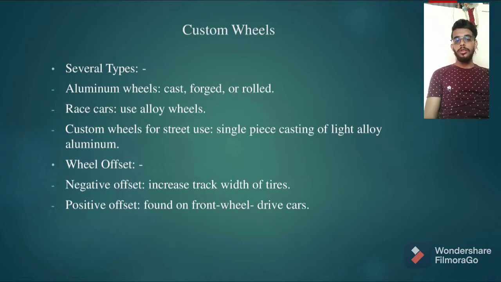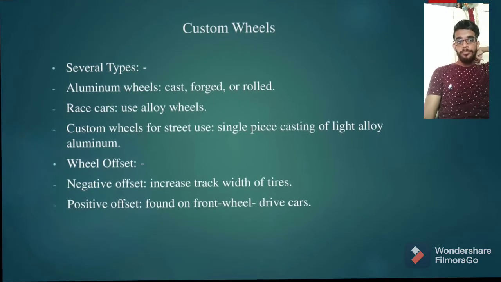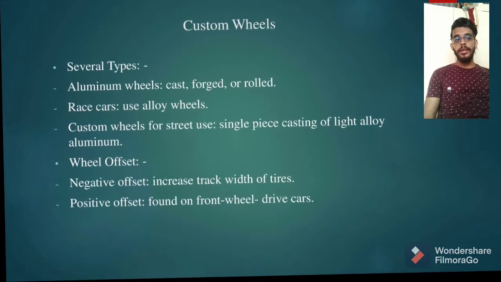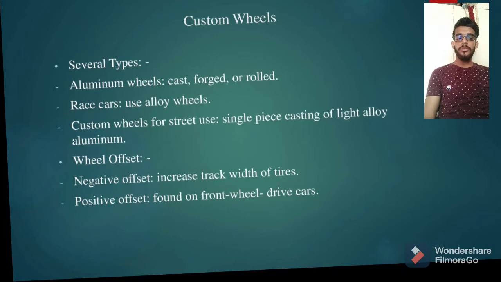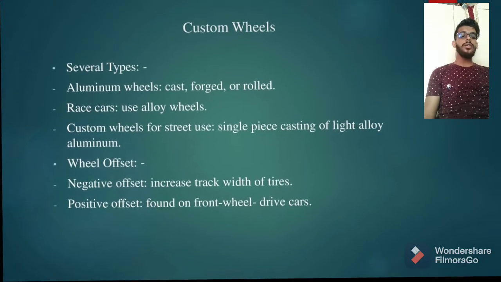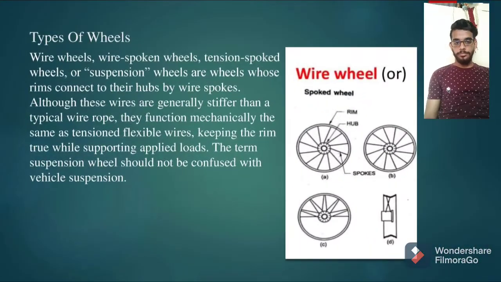Second point is wheel offset. In this wheel offset there are two points. Negative offset. First point is negative offset increases track width to tires. Second point is positive offset, found on front wheel drive cars.